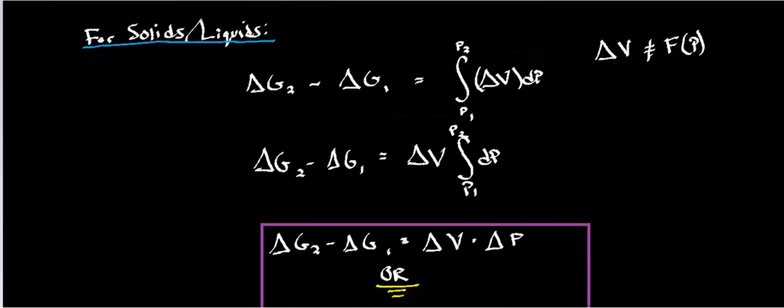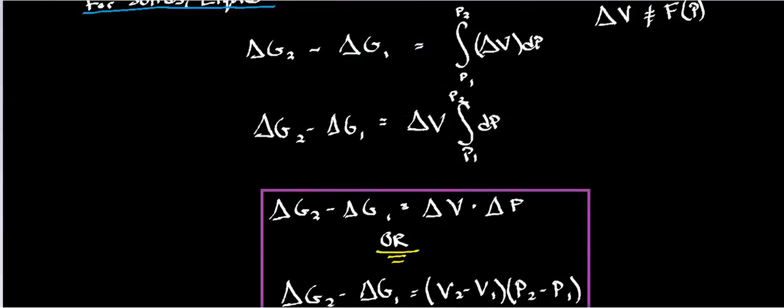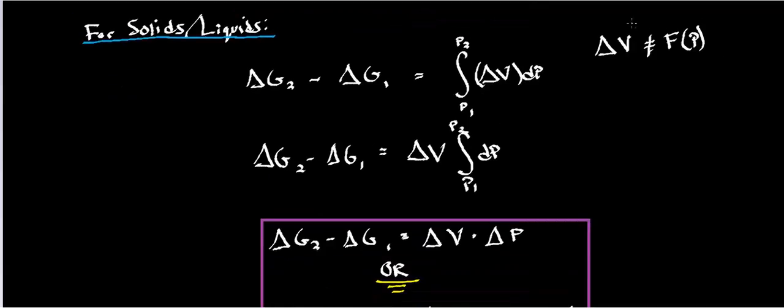However, if I move to solids and liquids, it turns out that volume is not really so much a function of pressure. They're more or less independent of one another. So if I know what the delta V is, you can treat that as completely separate from pressure and not a function. So here's what I have from above.